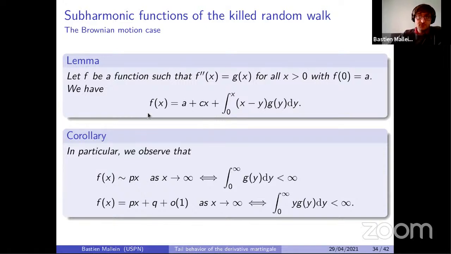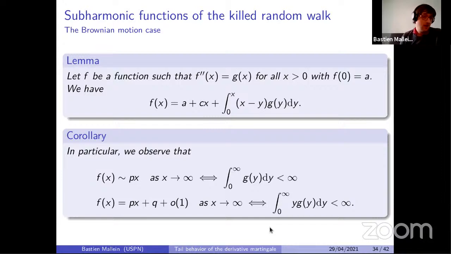So I was saying, in the Brownian motion setting, you do a little bit of analysis, and you see that f having at most linear growth tells you that f is equivalent to some constant times x. And if you want more, if you want f of x to be equal to some constant times x plus some other constant plus a little o of 1, this is in fact equivalent to the fact that the integral of y g of y dy is finite.